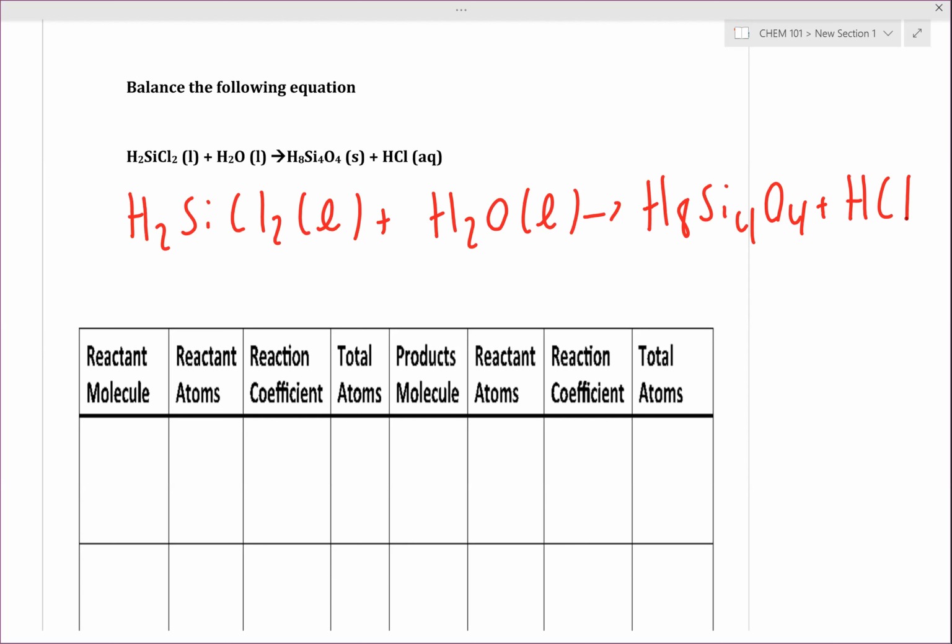Any questions? Everything going okay? Take a look at your HCl coefficient and just check to see if it matches the chloride count on the left.